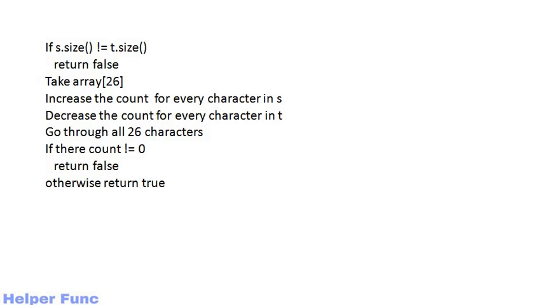Otherwise, we take an array of size 26 that will represent characters a to z. 0 will represent character a and 25 will represent z. As in ASCII form, a to z is represented by 97 to 122, so we will subtract 97 from each character to get their index between 0 to 25. Now for every character in s, we will increment its count by 1, and for every character in t, we will decrement its count by 1. So if they have the same count of each character, then my array should have value 0. And now we will go through all the 26 characters. If their count is not equal to 0, we will return false, otherwise we return true.